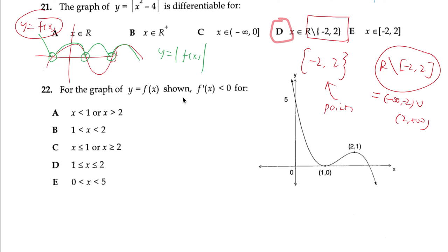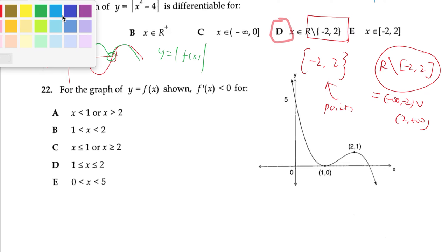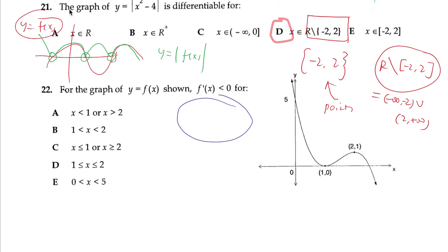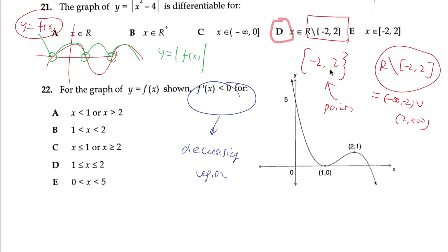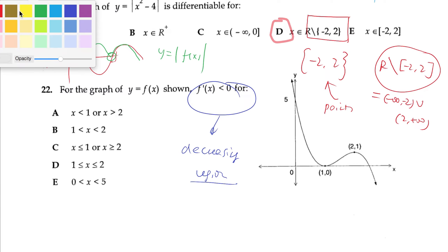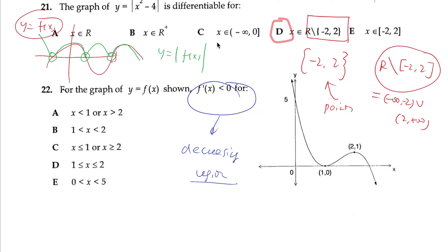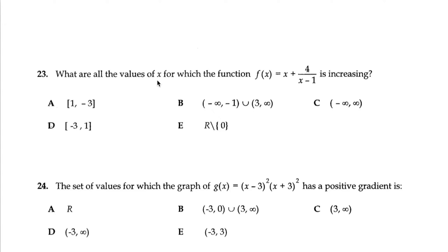Okay. Okay, question 22, f dash x is less than 0. So f dash x less than 0 means where the point is decreasing, right? Yeah, so this asks you the decreasing region. Yeah, so you just directly observe from the graph where it is decreasing, right? Yeah, so it's initially decreasing. Okay. And then the increasing region we don't count, and then it decreases again, right? So it's from minus infinity to 1, and then 2 to positive infinity, which is A. That's question 22. Let's have a look at question 23.